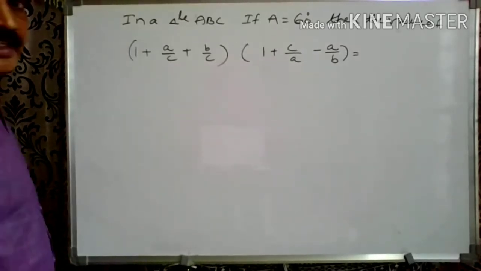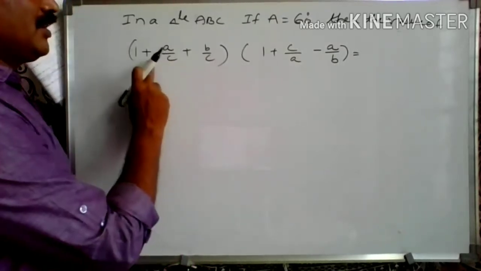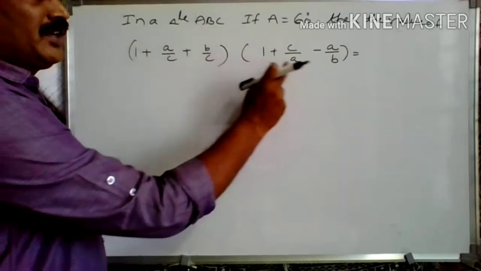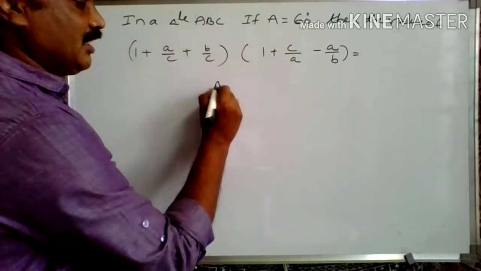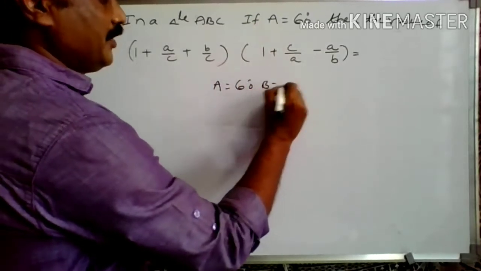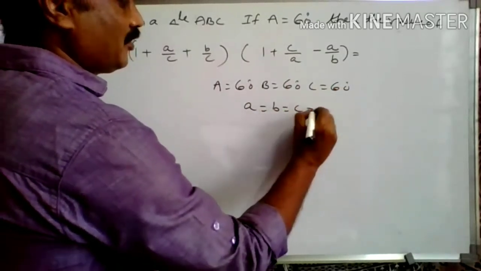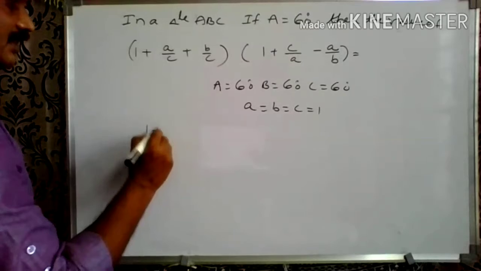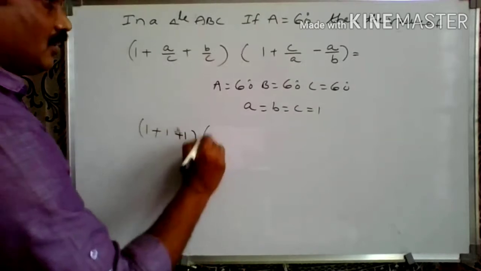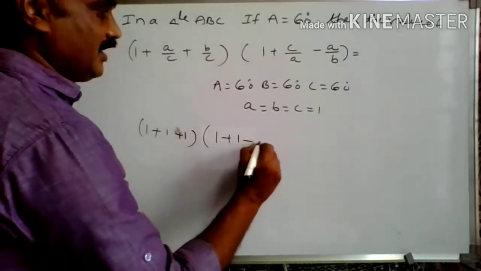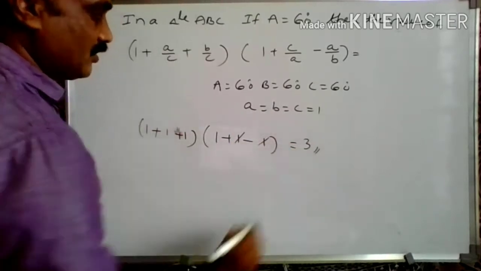Students, next problem. In a triangle ABC, A is equal to 60 degrees, then find the value of (1 plus a by c plus b by c) into (1 plus c by a minus a by b). Students, here one angle is 60. I am taking A is equal to 60, B is equal to 60, C is equal to 60, so small a, small b, small c are all equal to 1. Then 1 plus 1 plus 1 is 3, and 1 plus 1 minus 1 is 1, so 1 into 3, 3. So the answer is 3.